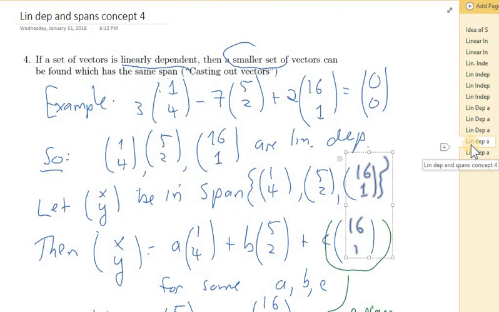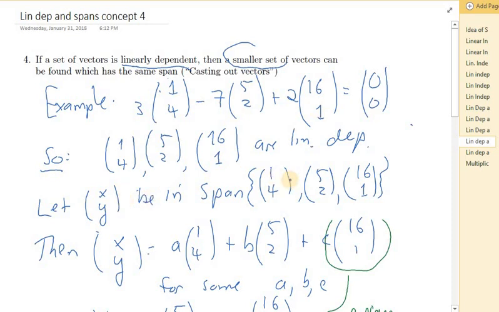So here's concept 4. If a set of vectors is linearly dependent, then a smaller set of vectors can be found which has the same span. This is what he calls casting out vectors. All right, so let's follow this example. This is one particular example, but it really works the same way in general. Here I have 3 vectors, and I've chosen them so that they are linearly dependent: (1, 4), (5, 2), and (16, 1).